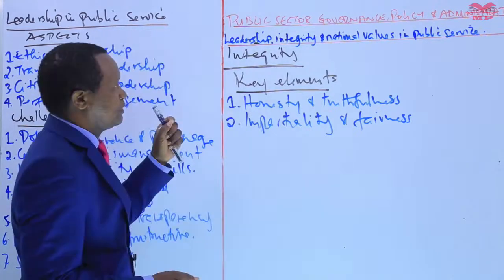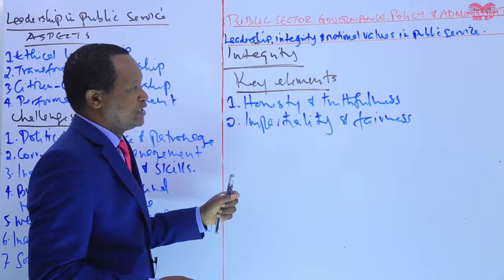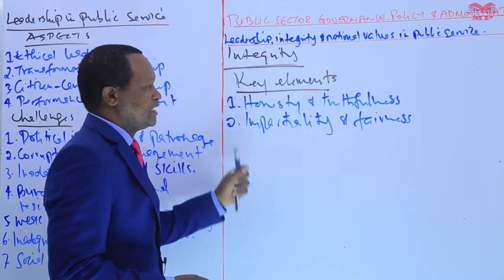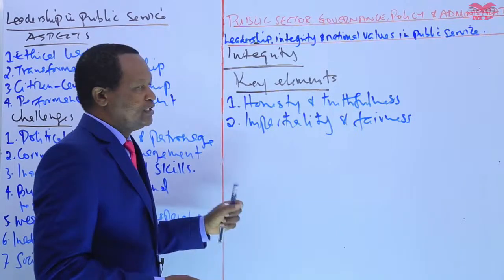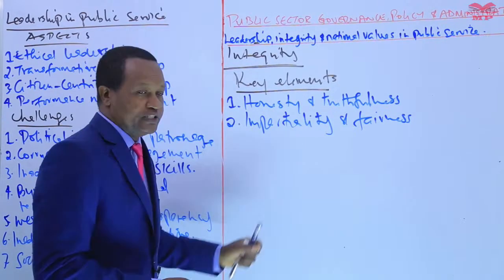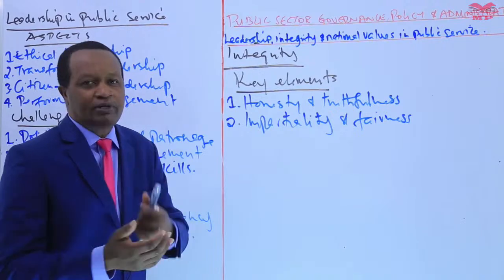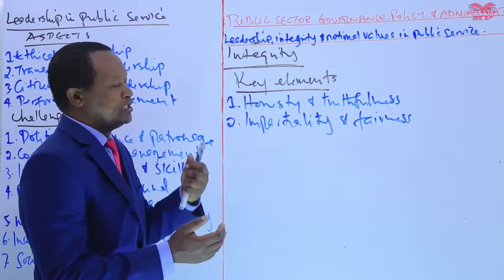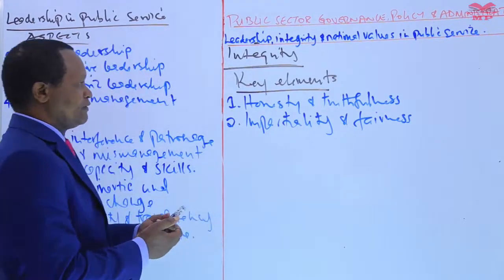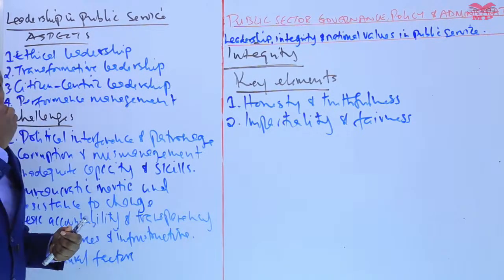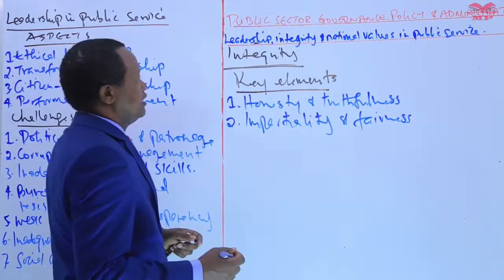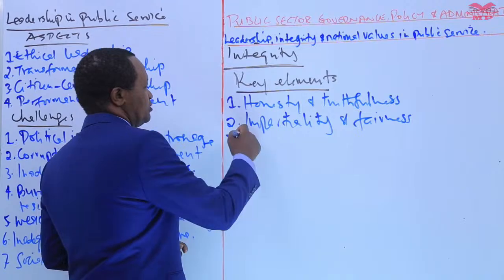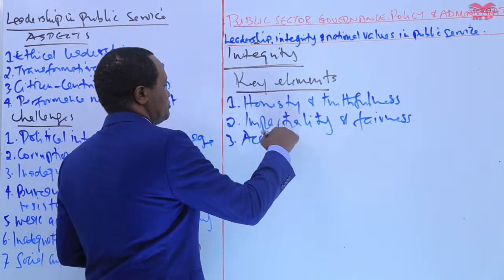So if you are a public servant, you are required to treat all members of the public with impartiality and fairly, without discrimination, without favoritism, regardless of their ethnicity, regardless of their religion, regardless of their gender. Impartiality and fairness. The third key element of integrity, number 3, is accountability and transparency.